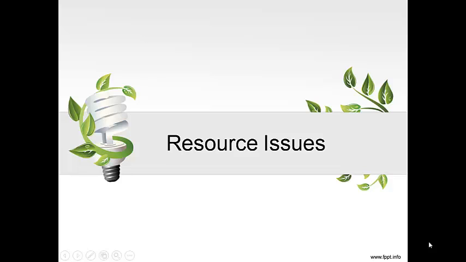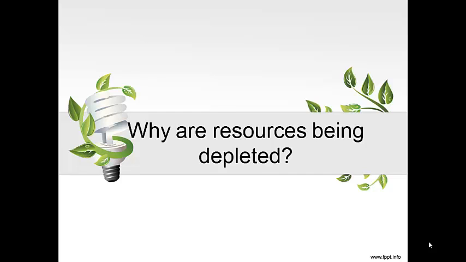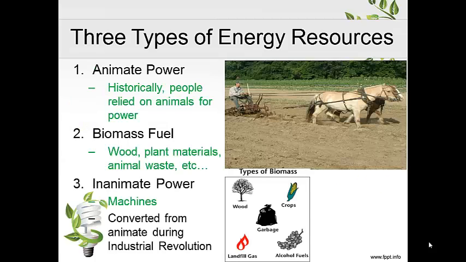All right, AP Human Geography students, on to our last unit of the year, resource issues. What we're going to focus on first is, why are resources being depleted? You might take a guess why, right? There's a finite amount of them, all right? But you know what? Let's first talk about three different types of energy resources.